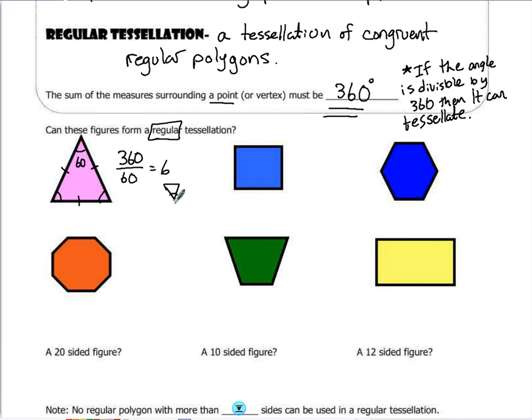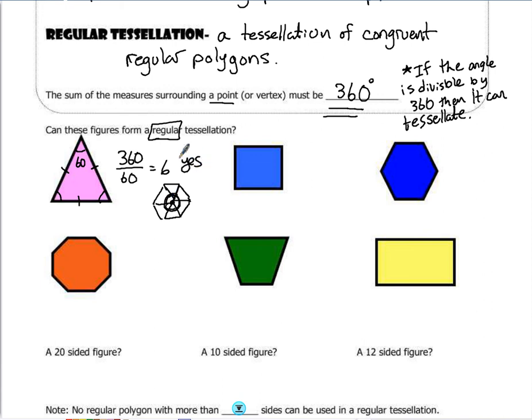So if I redraw that regular triangle at that 60-degree angle, and then I draw another triangle at a 60-degree angle, and another triangle, another one with a 60-degree angle, 60 degree, 60 degree, I can see that that figure repeats over and over again, and since it makes a circle, it's going to add up to 360 degrees. So yes, this figure can tessellate.